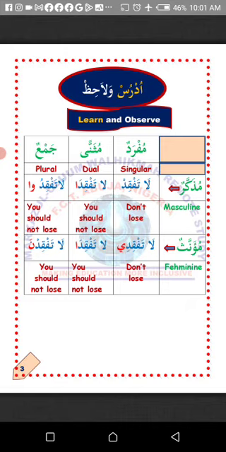Then we talk about mu'annas. Mu'annathun, feminine. This is a word in Arabic that represents a female person or a female object.